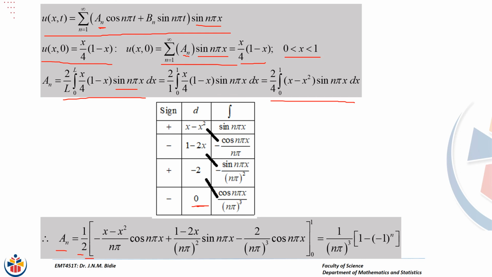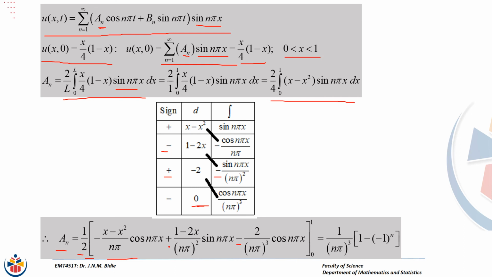As you can see, it was a negative on integration times a positive. So the answer must definitely be negative. Hence, you have that first term as it is. And then we go to the second term. We had a negative and a negative. So that gives us a positive. That is why you have a positive sign there. And then for the last term, you have a plus times a minus there times a plus there. So the answer should be a negative.